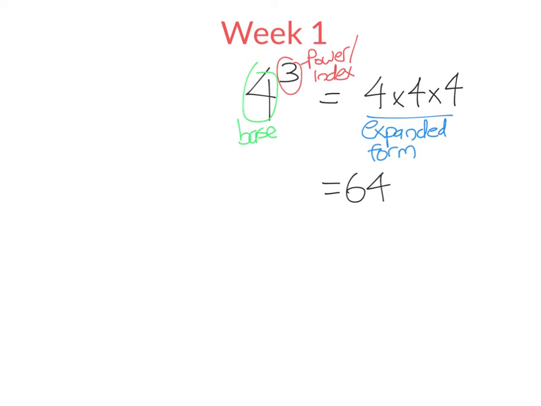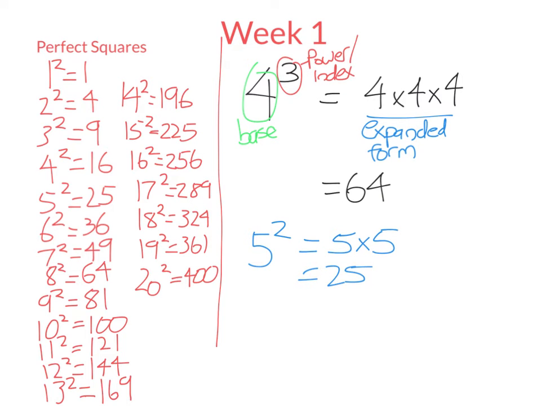So when we raise something to the power of 3, we have a special name. It's called cubing. This is also called 4 cubed. When we raise to the power of 2, it's called squared. So 5 to the power of 2 means 5 squared, or 5 times 5, which is equal to 25. So 25 is an example of a square number or a perfect square because it can be written as a whole number times by itself.